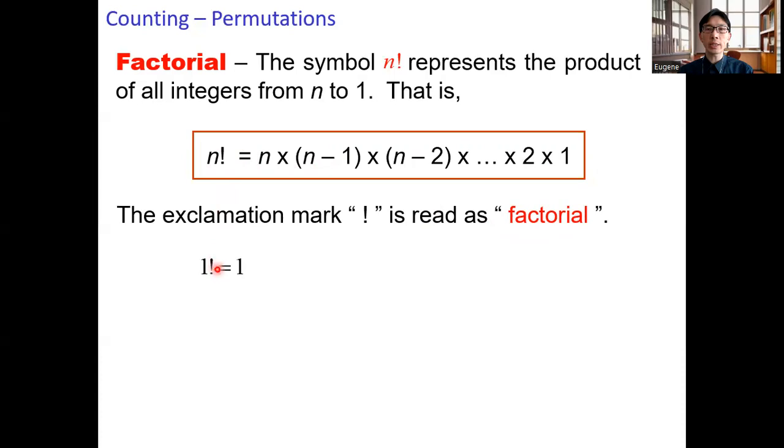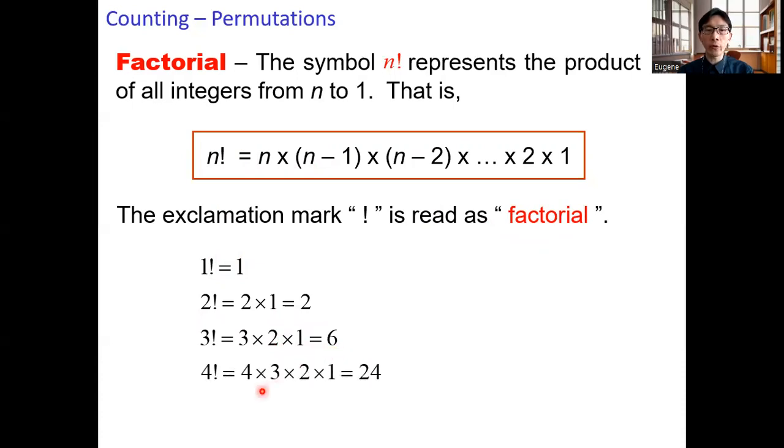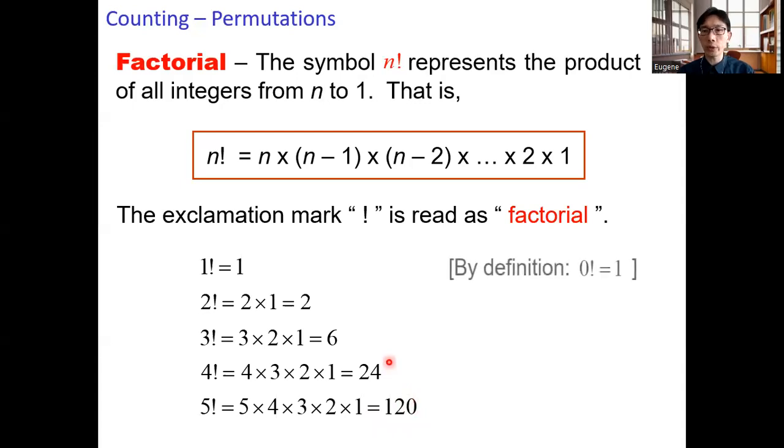So 1 factorial is equal to 1. 2 factorial is equal to 2 times 1, equals 2. 3 factorial is equal to 6, 3 by 2 by 1. And then 4 factorial, 4 by 3 by 2 by 1, equals 24. And 5 factorial is equal to 120. By definition, 0 factorial is equal to 1. You can verify this using your calculator.